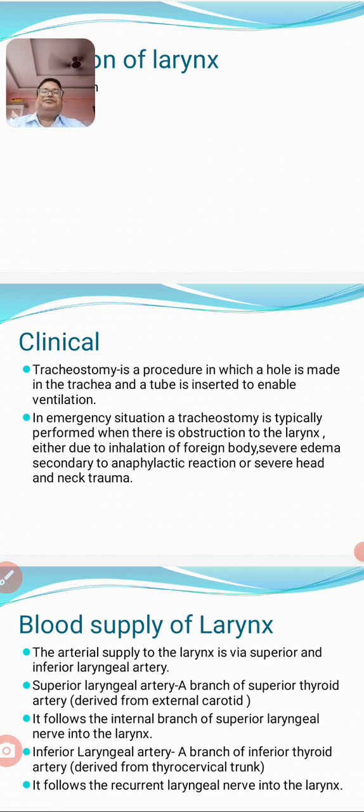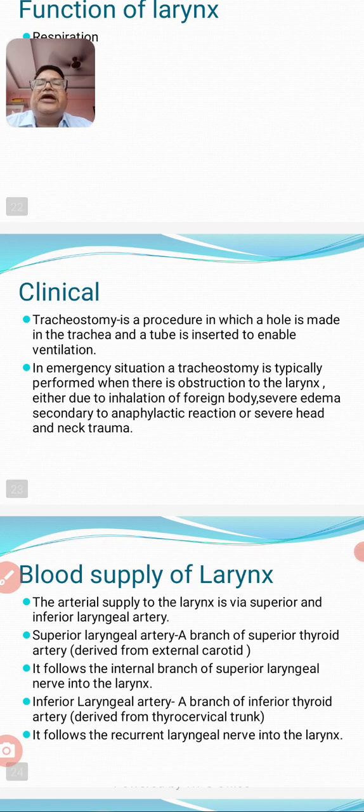Now the clinical aspect, which is very important. In an emergency condition, a tracheostomy is done. It is a procedure in which a hole is made in the trachea and a tube is inserted. Suppose there is the trachea; an opening is made in this trachea, and a tube is inserted. In an emergency, a tracheostomy is performed when there is obstruction of the larynx, either due to inhalation of a foreign body, severe edema, anaphylactic reactions, or severe head and neck trauma.